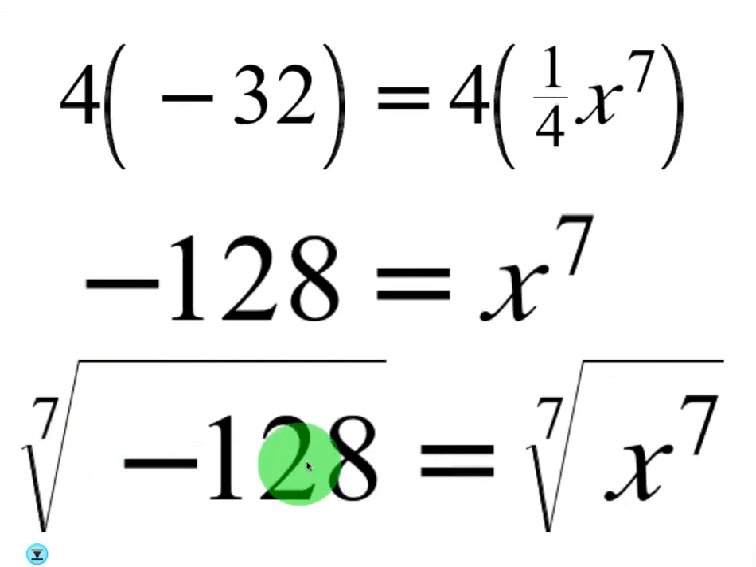Does anybody know what that is? Negative 2. Now, why is that? Because, listen up, if you take negative 2 and multiply by itself 7 times, negative 2 times negative 2 times negative 2, 7 times, you get negative 128.